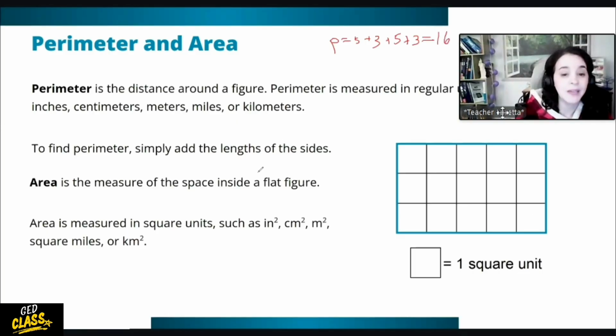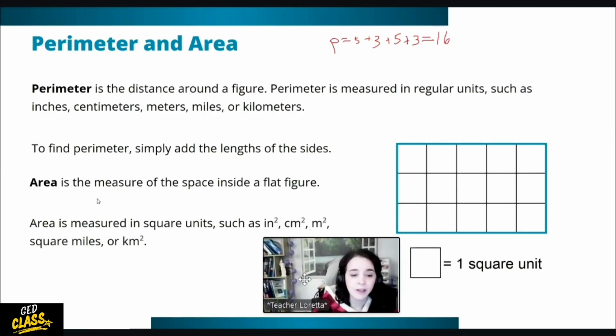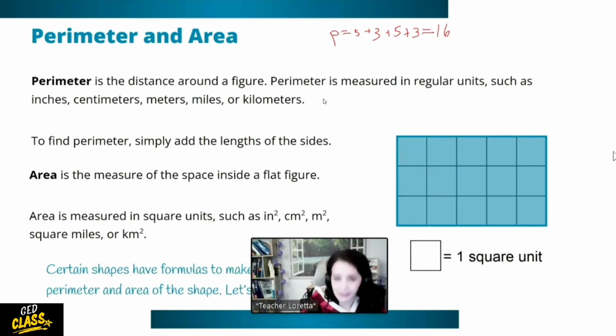Now let's talk about the area. Area is measured in square units, so square centimeters, square inches, square miles. To find the area, you have to multiply the length times the width. As some of you are saying, it would be 5 times 3. So in this case, the area would be 15. The perimeter is 16 and the area is 15.